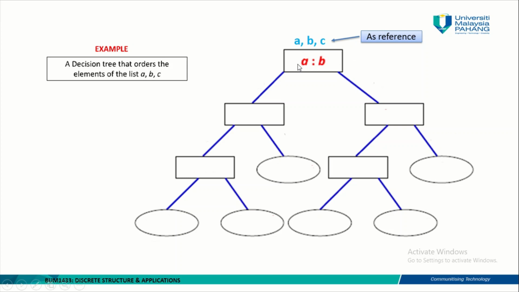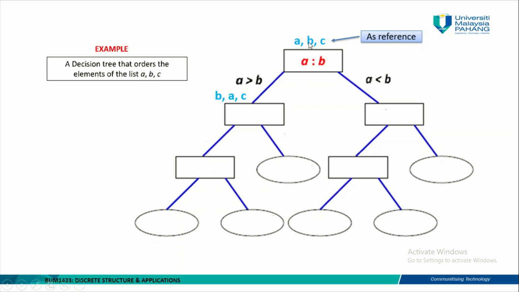Alright, so firstly let's consider the elements A and B. For A and B, we need to consider whether A is greater than B or A is less than B. If A is greater than B, our order of elements becomes B, A, C.